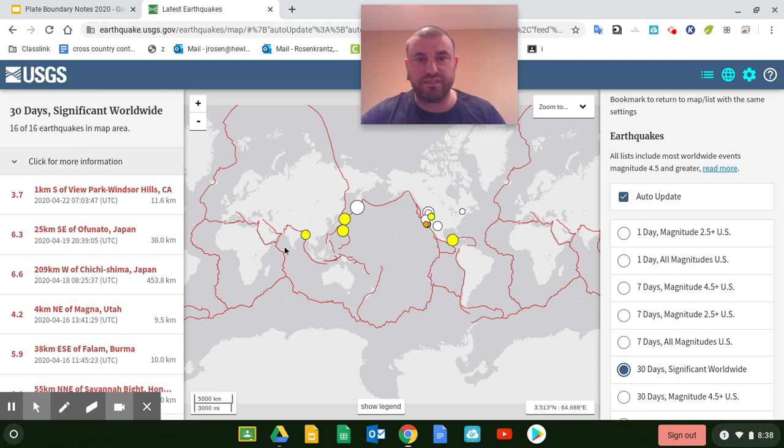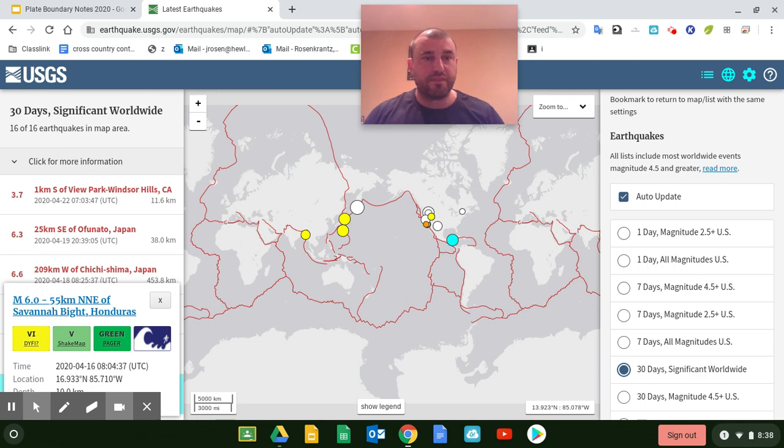I think significant is considered, like if you put your cursor over these, it would give you a lot more information of the size. All right. And it would tell you the depth. Here, I'll bring one up. So if I click that one, that tells me on the side here that this was in Honduras. It was a 6.0. It was 55 kilometers northeast of Savannah, Honduras.